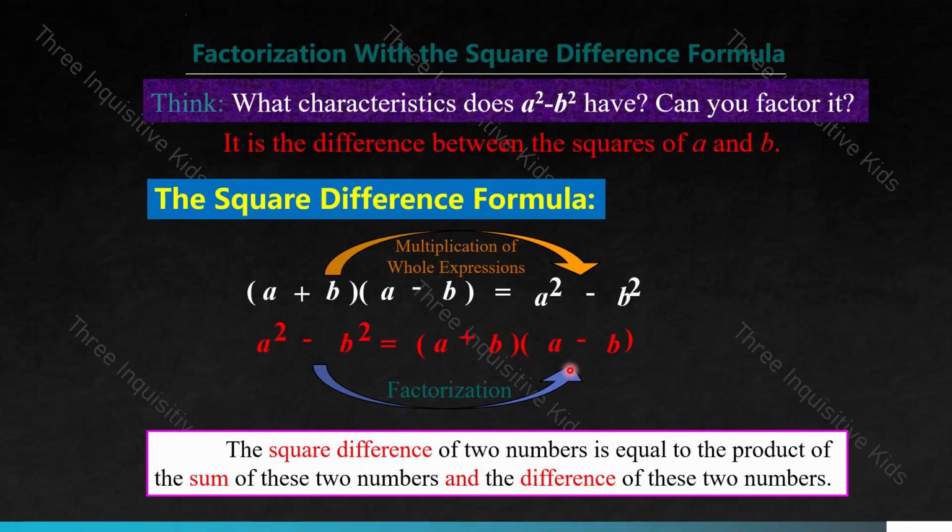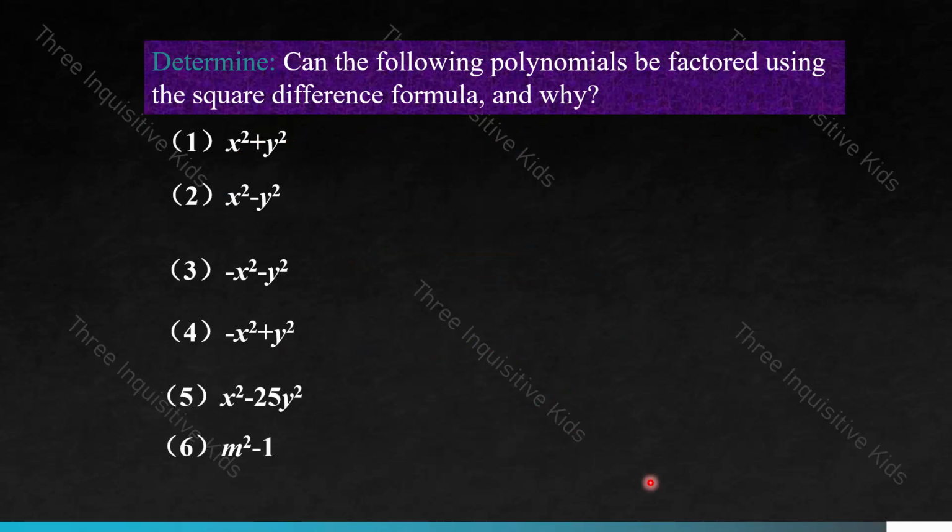The square difference of two numbers is equal to the product of the sum of these two numbers and the difference of these two numbers. So determine, can the following polynomials be factored using the square difference formula, and why? Now I want you to pause the video and try to determine this on your own.